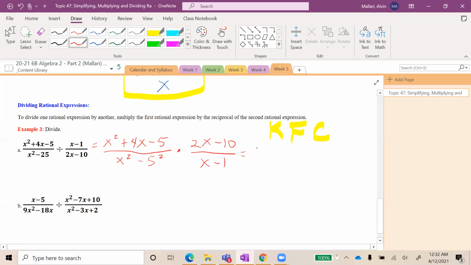Okay, so what are the factors for each of them? Let's look at the first one. So x squared, that would be x times x. Now factors of negative 5, when we add them, results in positive 4. That would be positive 5 and negative 1. 5 times negative 1 will be equal to negative 5, and then 5 plus negative 1 will be equal to positive 4, which is the middle term. Now for our denominator, it is going to be the difference of two squares. So it will be the product of the sum and difference of the two binomials.